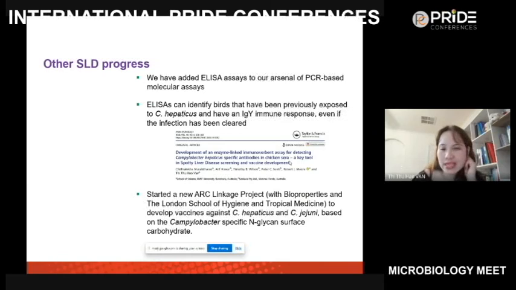And then we started a new AgriFutures linkage project. It is a type of government funding from Australia, with other companies, and also the London School of Hygiene in the UK. So we are developing a vaccine against CG29, and we hope that it can work in hepaticus as well, based on complex glycan surface carbohydrate.